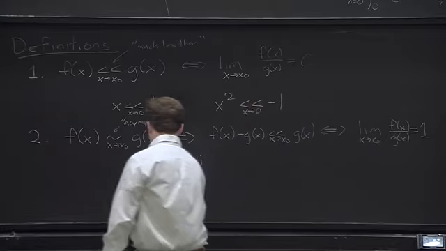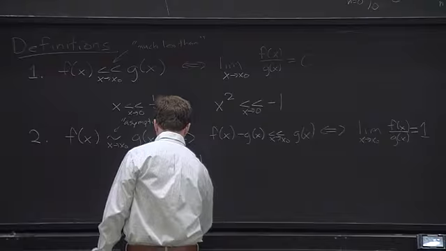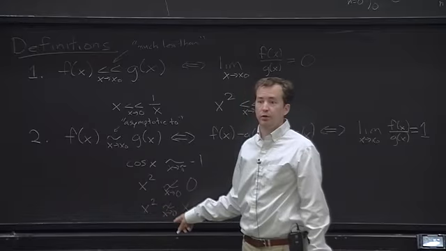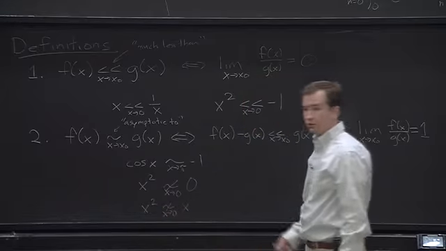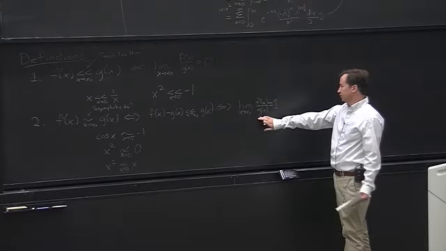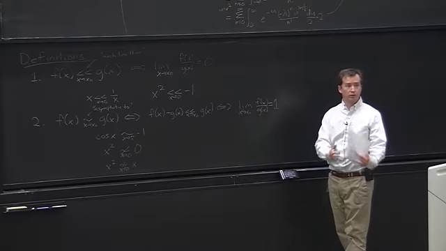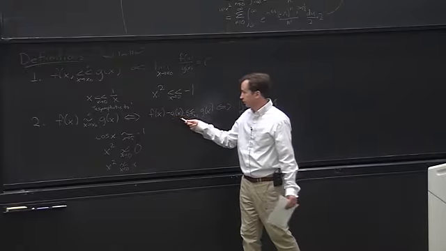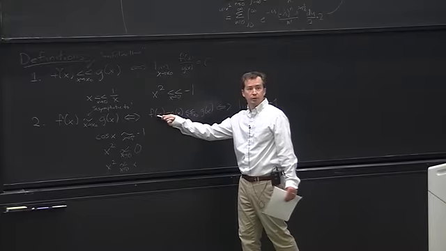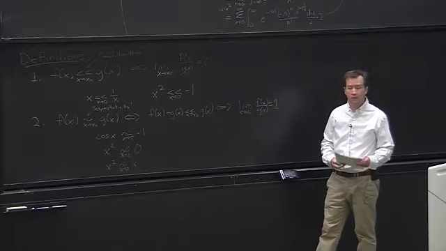And similarly, x squared and x, even though they're both approaching 0, they approach 0 at different rates as x goes to 0, so they're not asymptotic either. So this tells us about how quickly the functions are approaching each other. If they're approaching each other quickly, then this difference will be much less than one of the functions.